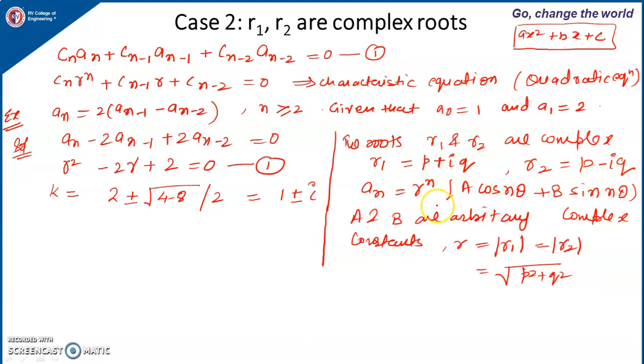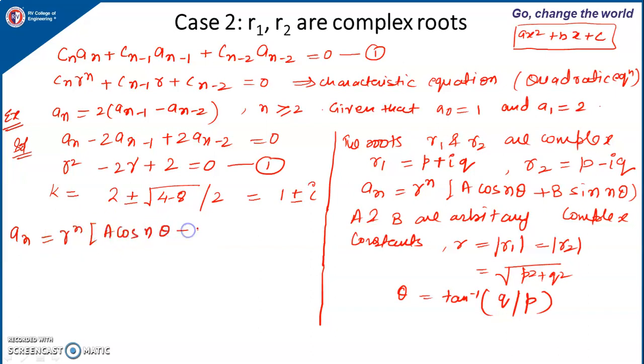So how to find this r? It will be the square root of p squared plus q squared. And how to find theta? Theta will be tan inverse of q by p. Once the roots are complex, we have to find the values of r and theta, and then substitute them in this equation. This will be the solution of the recurrence relation. Using the same concept, I can write an is equal to r power n times A cos n theta plus B sine n theta.